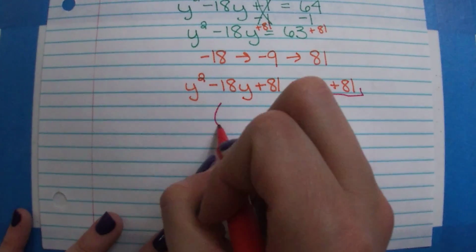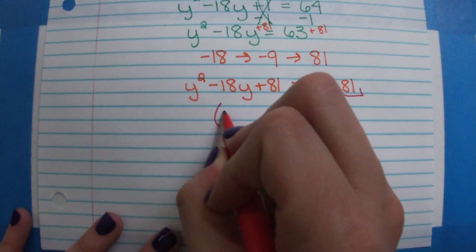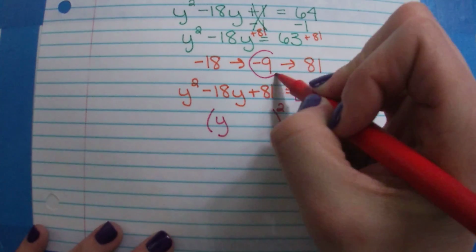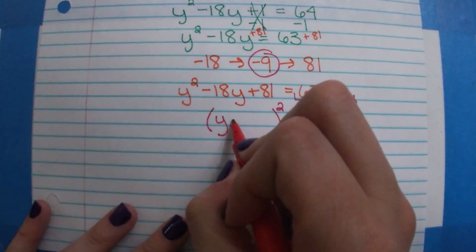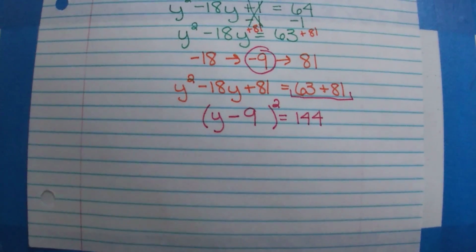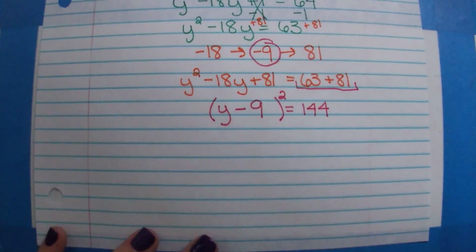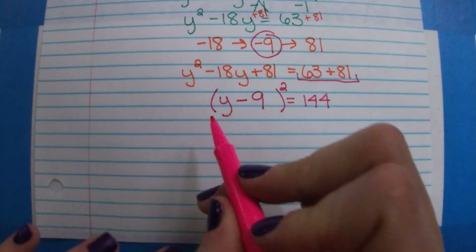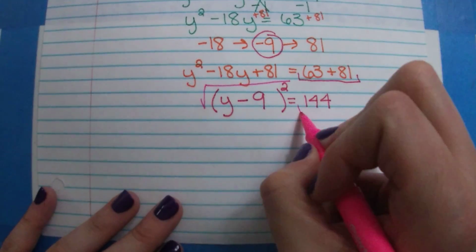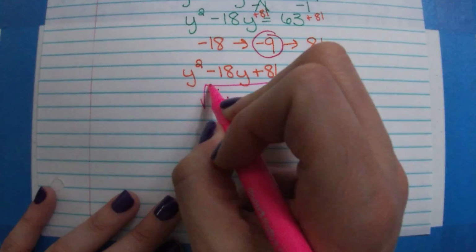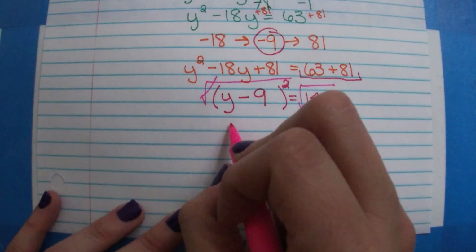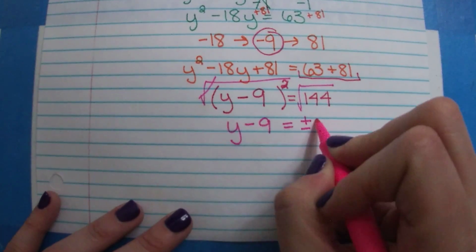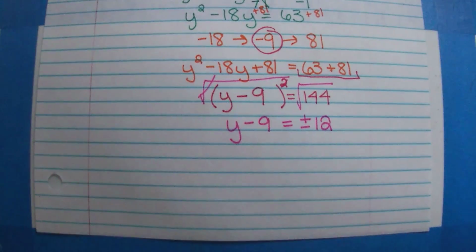Now we're going to follow our pattern. Our variable is y. We know we want it to be squared. And we want our number in the middle, which is negative 9. Now we can square root each side. So my exponent of 2 and my square root are canceling each other out. And the square root of 144 is 12.